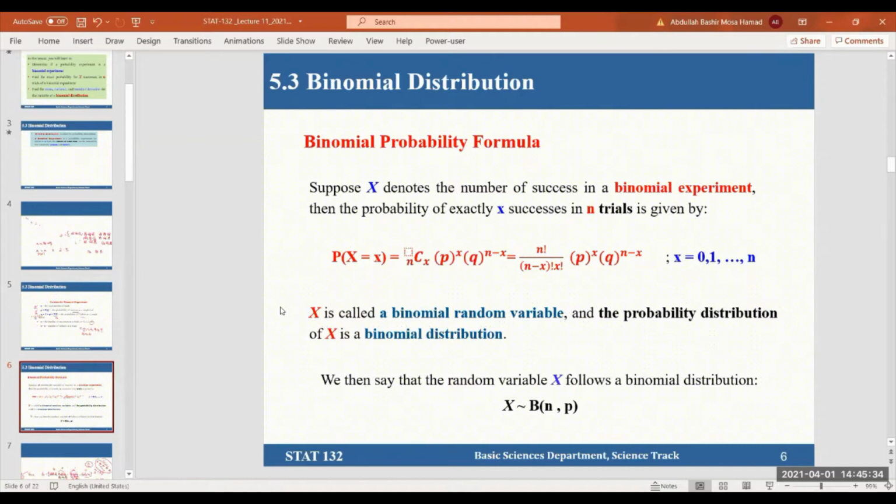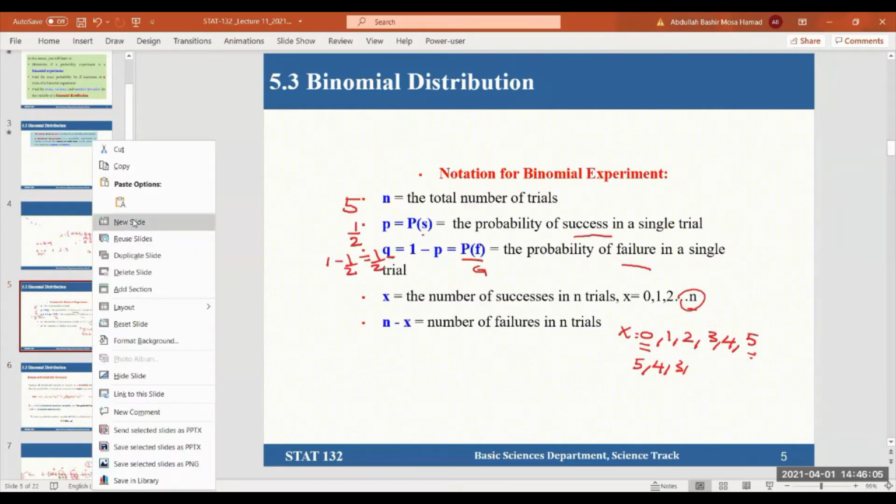Now let's go to the binomial probability formula. Suppose x denotes the number of successes in a binomial experiment. Then the probability of exactly x successes in n trials is given by nCx, p power x, q power n minus x. Let's take an example to explain this.